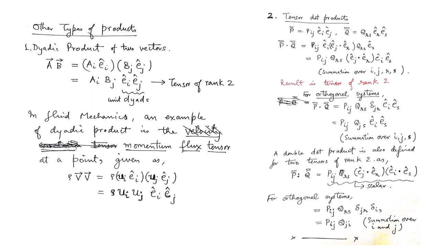This is a general result. If you involve two rank 2 tensors and take a dot product, then the result is again a tensor of rank 2.